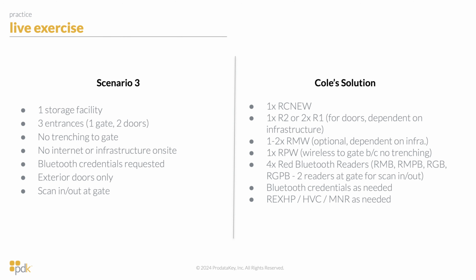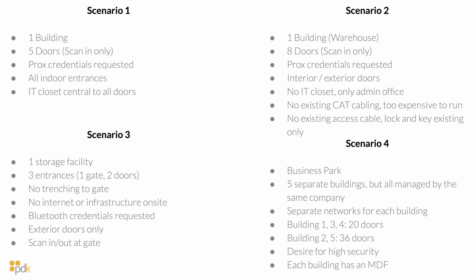So let me go ahead and read the scenario 3s here. And while I read these, don't forget scenario 4, which is that business park with 5 buildings and multiple doors at each building. In fact, Jordan, do you want to go back to the main page so people can see the scenarios? Thank you.